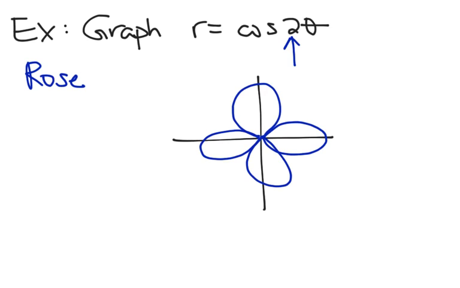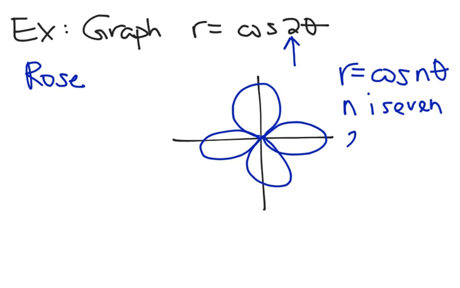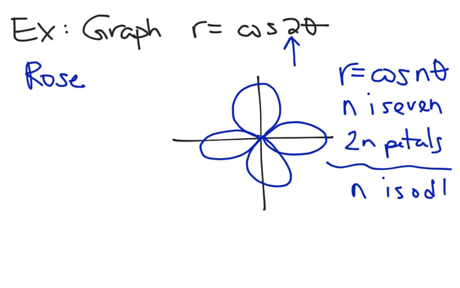If that number is an even number, we'll call it n. So if n is even, you're going to have 2n petals. If n is odd, you're going to have n petals. So in this case, because n was even, you would have 2 times 2 petals, which was 4. And I want you to notice what the graph of cosine looks like.